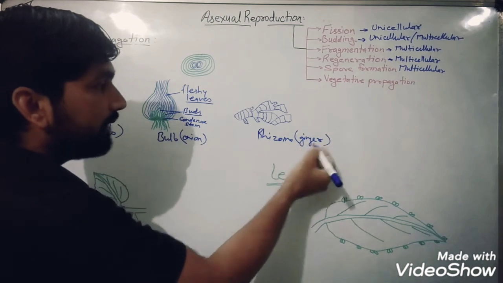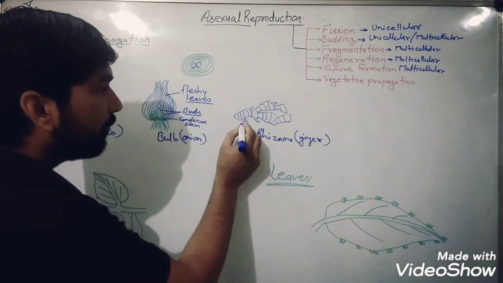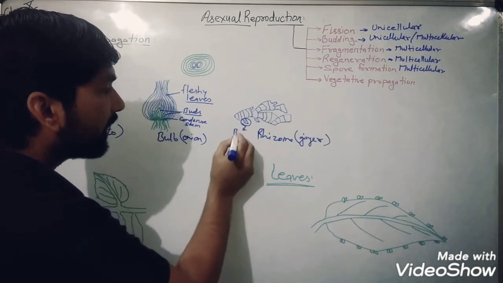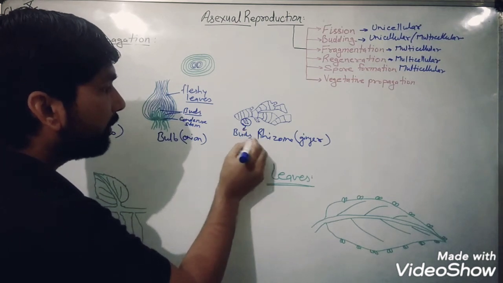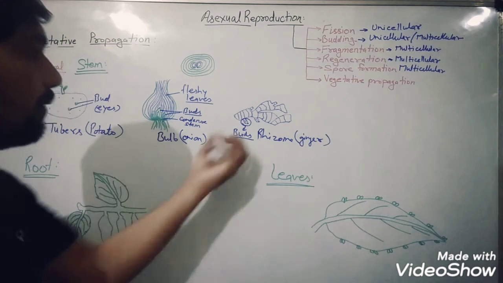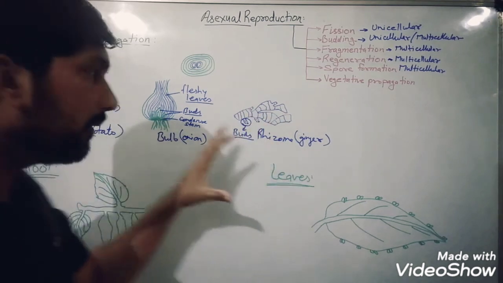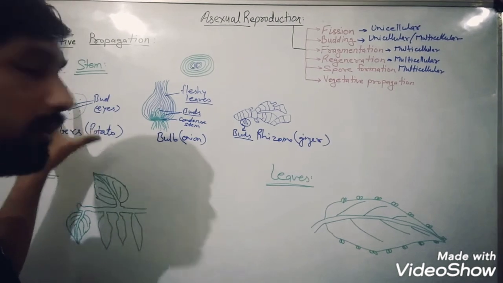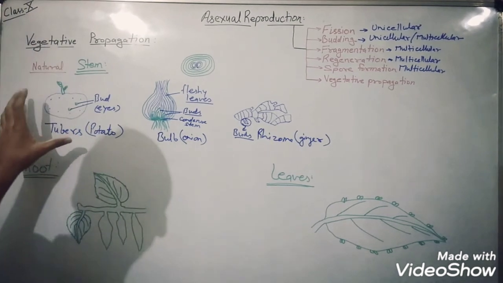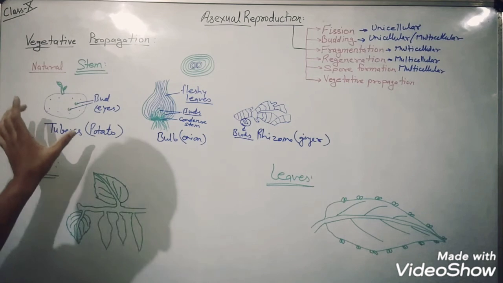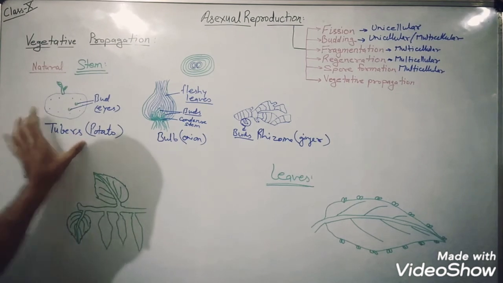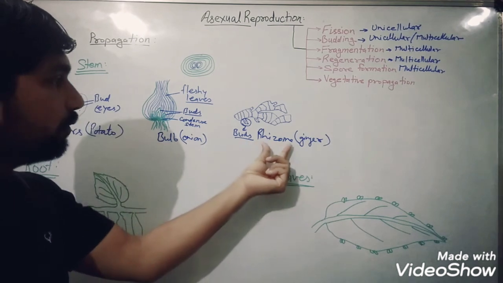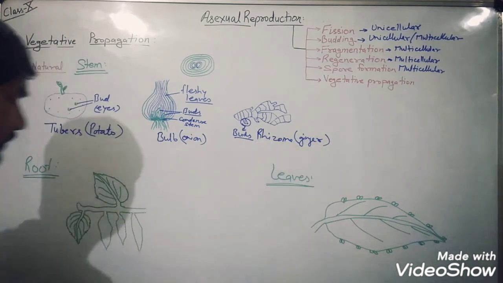When we talk about the rhizome or ginger, again you are observing some small buds which are going to germinate here, and these buds are capable to grow into individual new plants. So this is what? A phenomenon of natural vegetative propagation that can be seen in the stem. We have the examples of tubers, potato, bulb, onion and garlic, and rhizomes like ginger and turmeric.